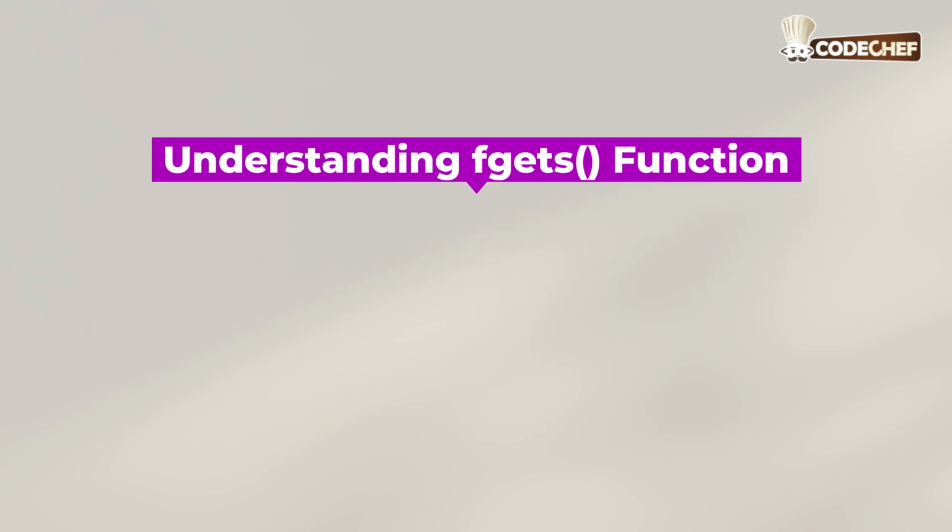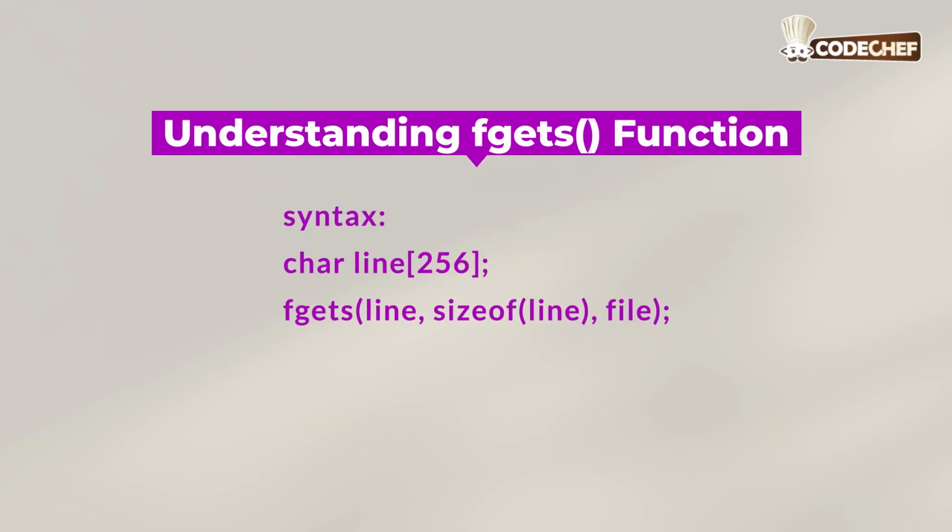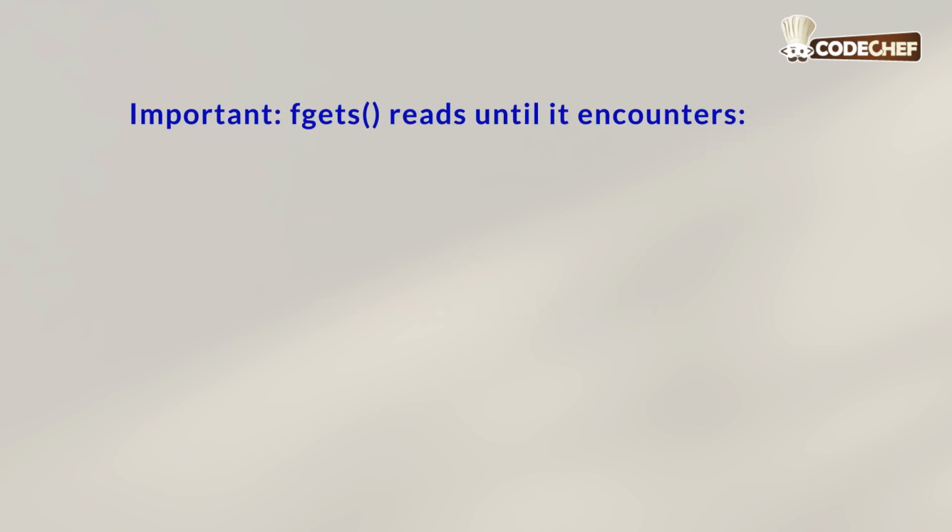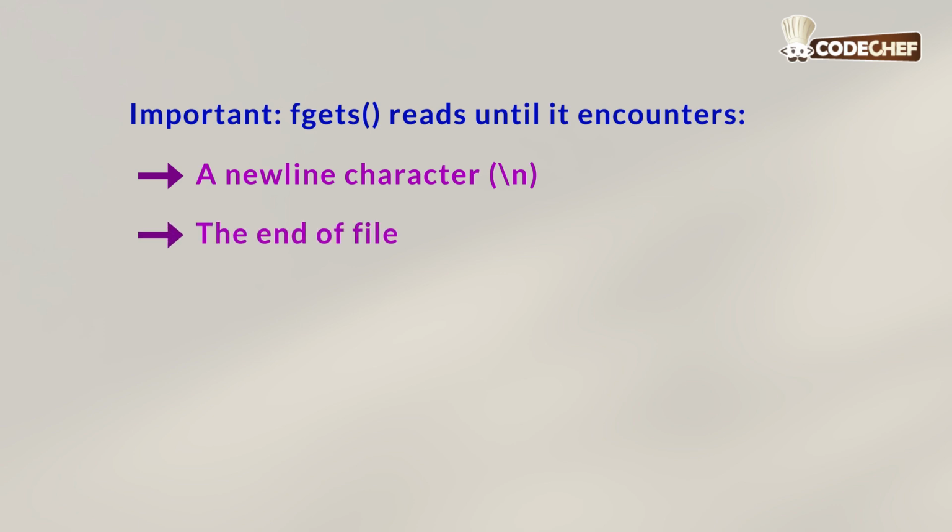Understanding the fgets function. The syntax looks something like this. So let's understand this part by part. char line[256] is a buffer that will store the line we read. The size 256 means we can read lines up to 255 characters long plus 1 for the null terminator. fgets is the function that reads a line, and line is the buffer where the line will be stored. sizeof(line) is the maximum number of characters to read. This prevents buffer overflow. We can't read more than our array can hold. file is the file pointer we got from fopen. It is important to remember that fgets reads until it encounters either a newline character, the end of the file, or when the buffer is full.